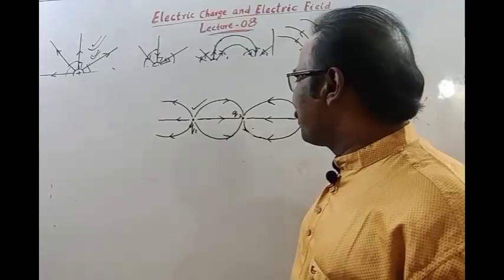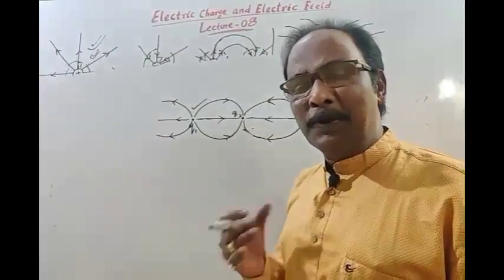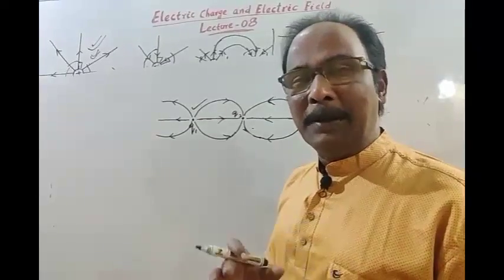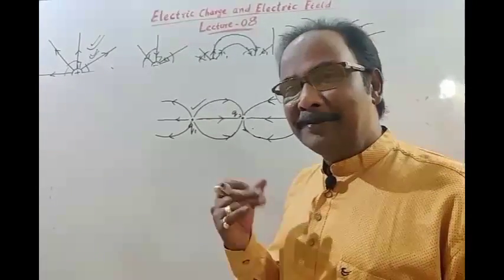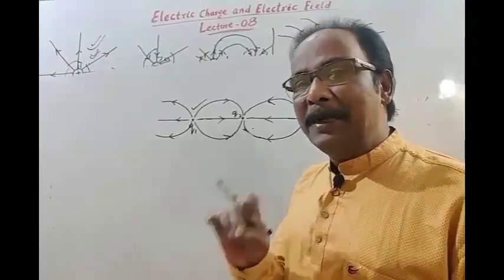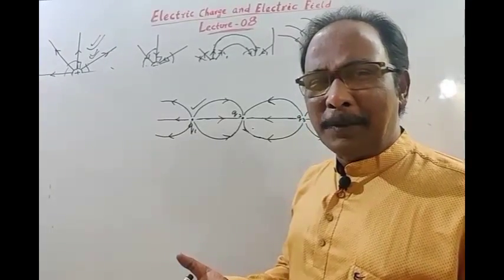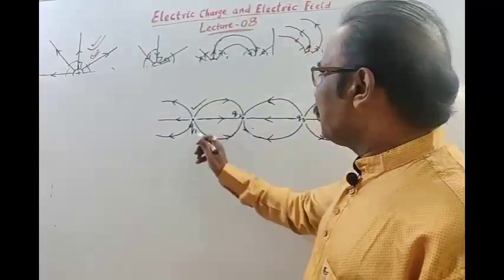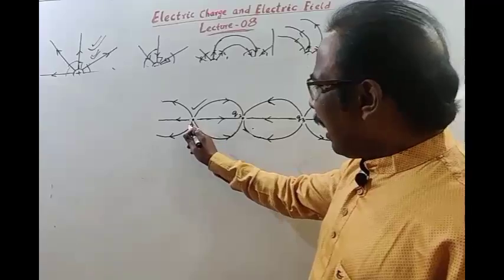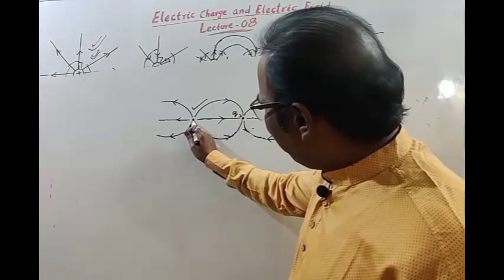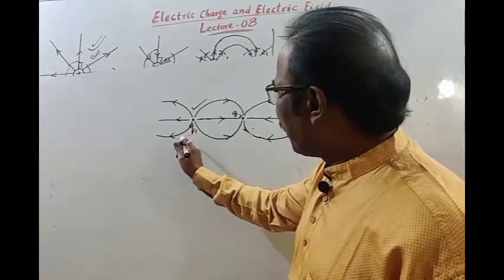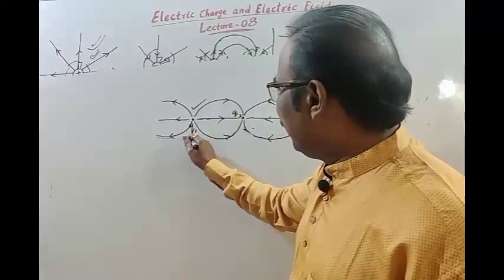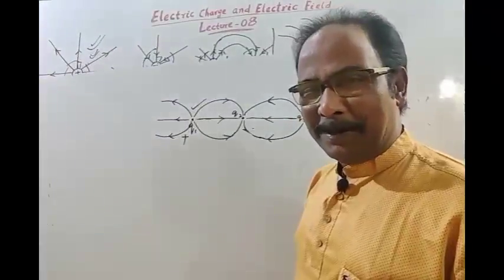Let's consider charge Q1. Lines of force always start from the surface of a positively charged body or from a positive charge, and terminate on the surface of a negatively charged body or on a negative charge. As seen from Q1, the lines of force start in all directions, in both directions. So obviously this charge is positive.